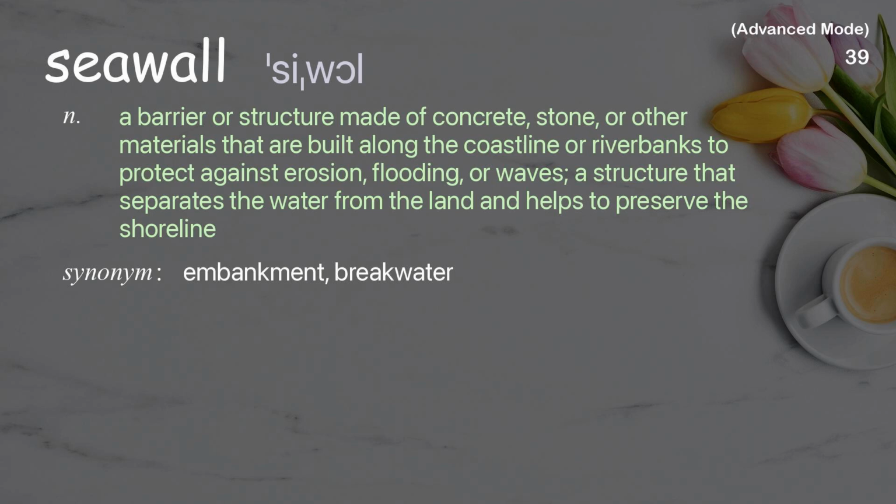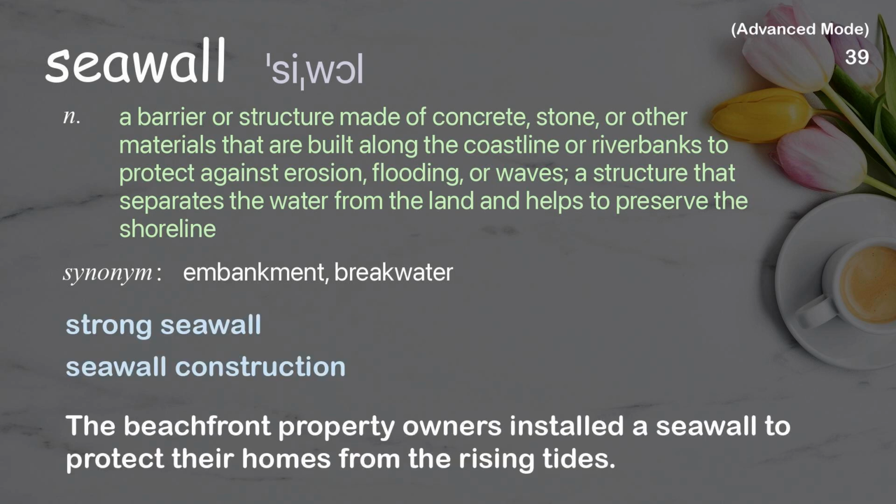Seawall. A barrier or structure made of concrete, stone, or other materials that are built along the coastline or riverbanks to protect against erosion, flooding, or waves. A structure that separates the water from the land and helps to preserve the shoreline. Examples: Strong seawall, seawall construction. The beachfront property owners installed a seawall to protect their homes from the rising tides.